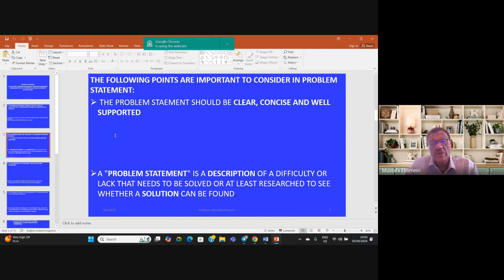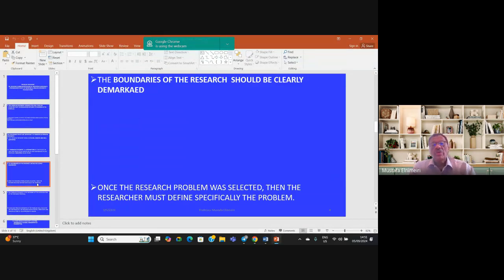The problem statement should be clear, concise, and well supported, in the sense that it's easily understood by the readers, in order to understand the problem. What is the problem exactly? A problem statement is actually the description of a difficulty or lack that needs to be solved, or at least researched to see whether a solution can be found or not. And the boundaries of the research should be clearly demarcated.